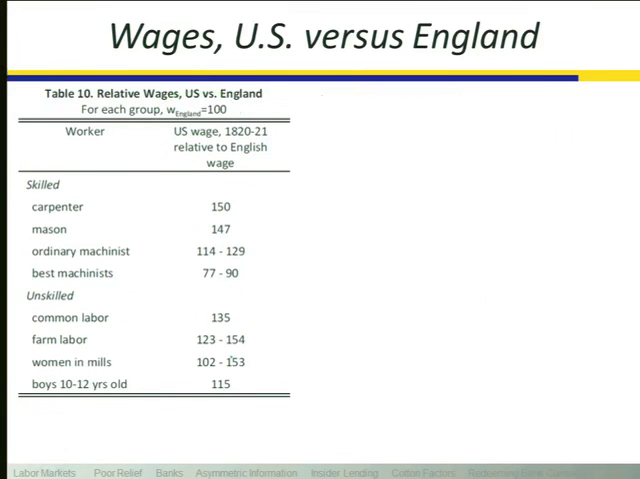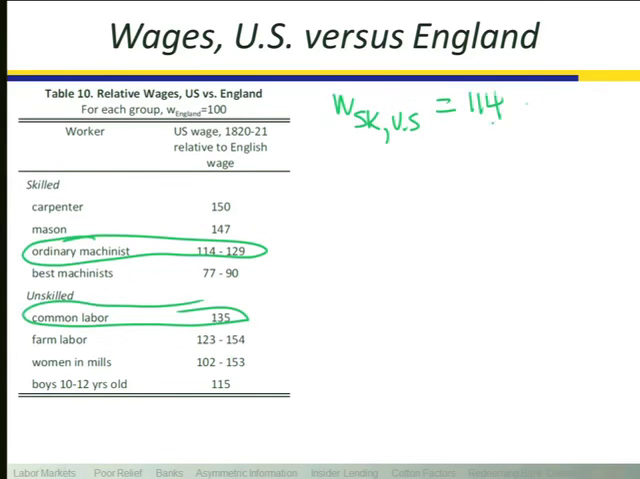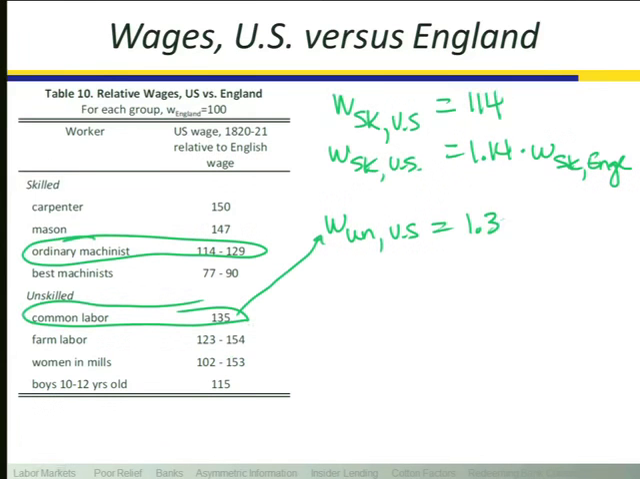We've got that the wages of skilled workers in the United States are, let's take these machinists so I can use the numbers that are in my notes. The wages of skilled workers, SK for skilled, in the United States, let's use 114. And that means that it's equal to 1.14 times the wages of skilled workers in England. I just have to choose a number. Wages for unskilled workers in the United States, I'm going to use this 135, are equal to 1.35 times the wages for unskilled workers in England.